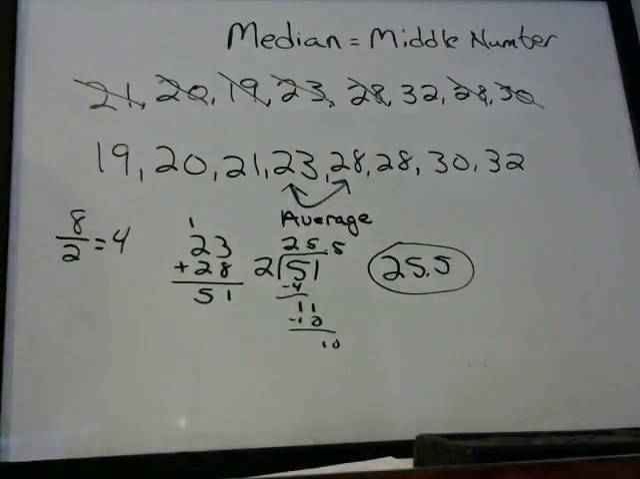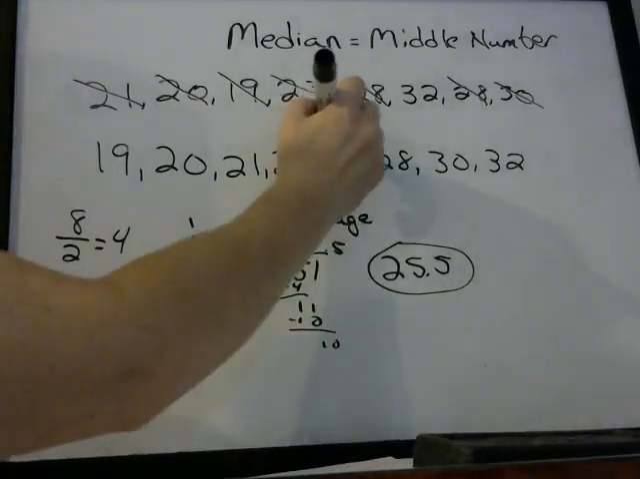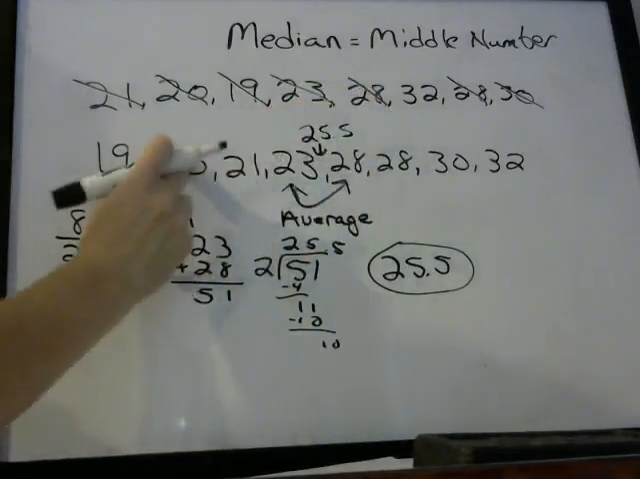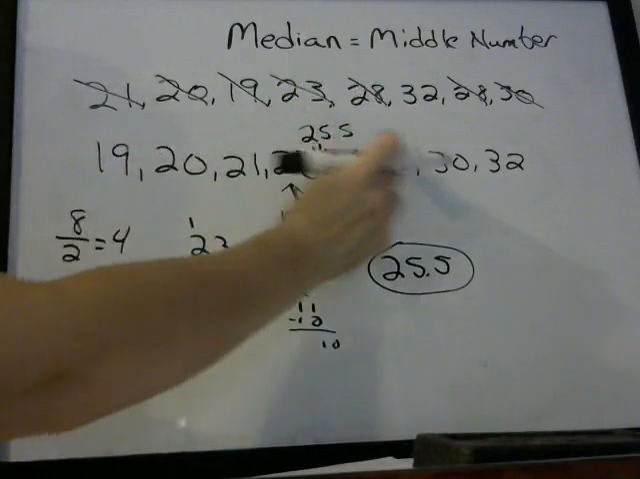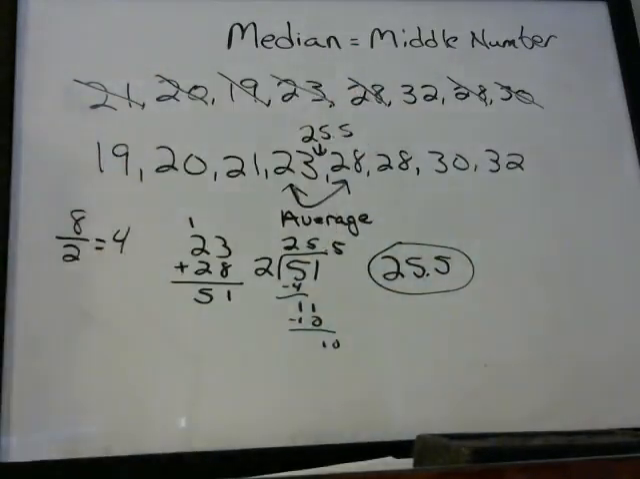So this takes a little bit more doing. It's still the same idea. So if we have 25.5, that's in the middle between these two numbers, and there's 1, 2, 3, 4 numbers to the left of it, 1, 2, 3, 4 numbers to the right of it. So that's why it's the middle number.